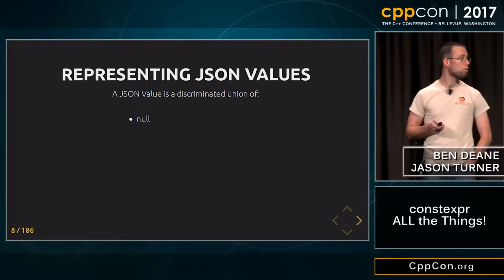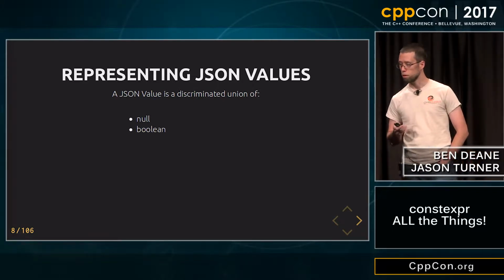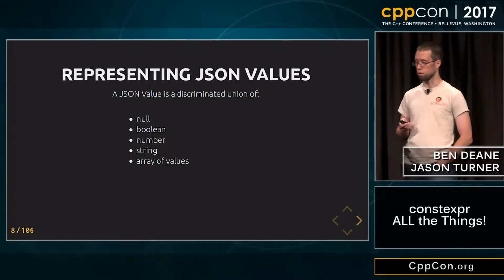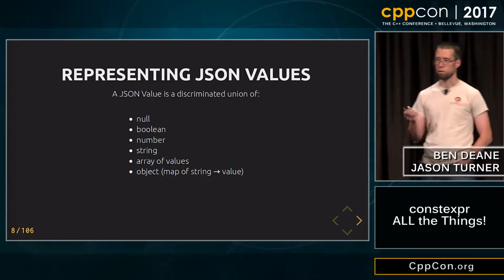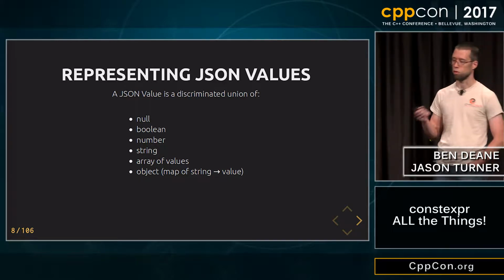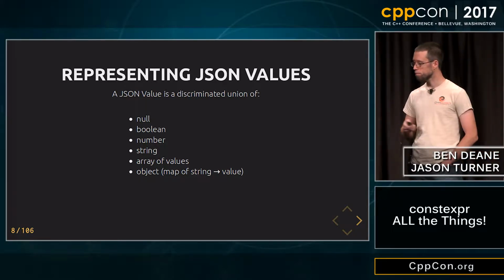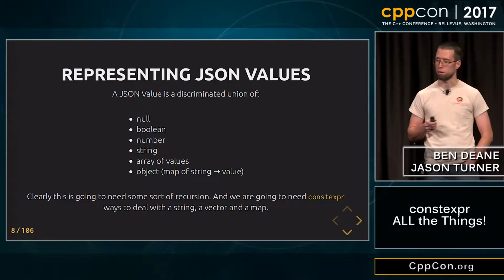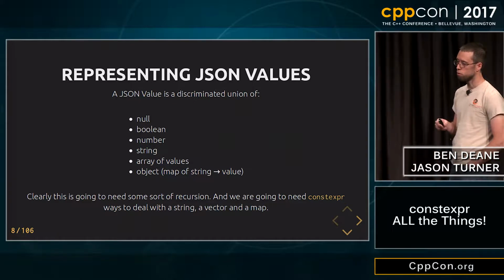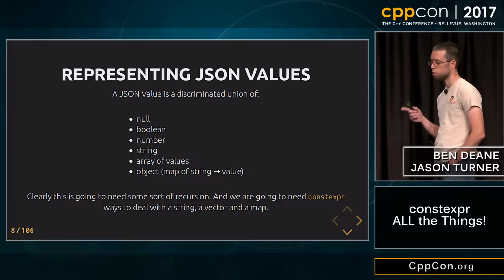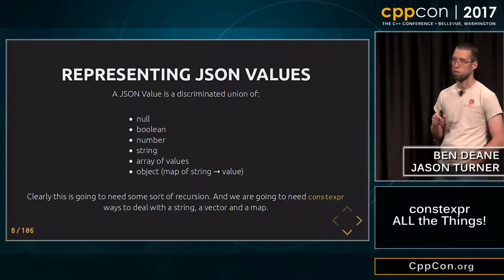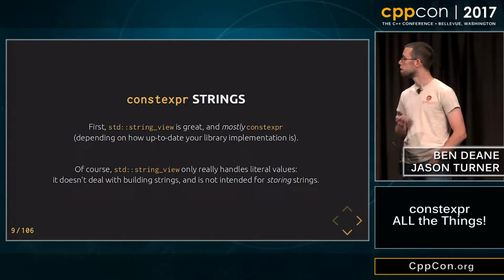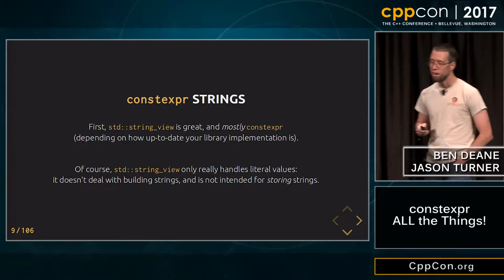JSON is a discriminated union of null, Boolean, number, string, and an array of values. And also object types, which is a map of string to the values. So we're going to need some sort of recursion in our parsing, and we're going to need constexpr ways of dealing with string, vector, and map. And all that turned out to be a little bit easier than I think we were afraid it was going to be. But we will get there.